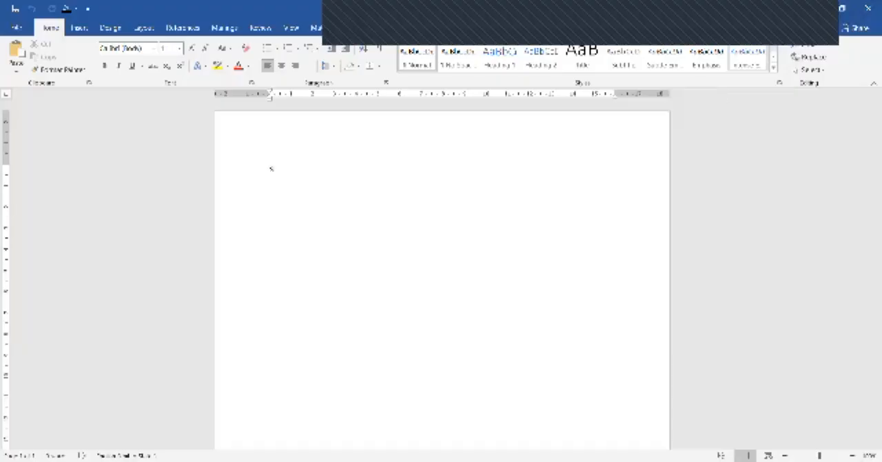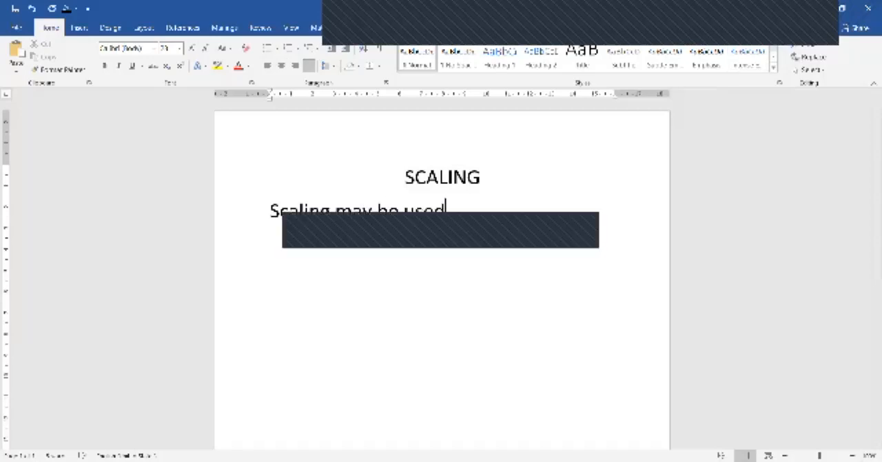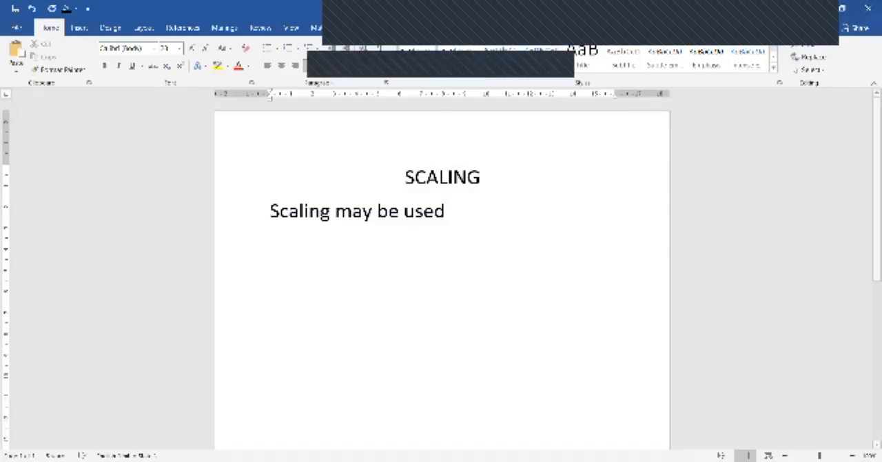So today we will learn about scaling. I will introduce all of you to the concept of scaling. What is the purpose of scaling and why is it required, or what are the functions performed by scaling that we need to understand.